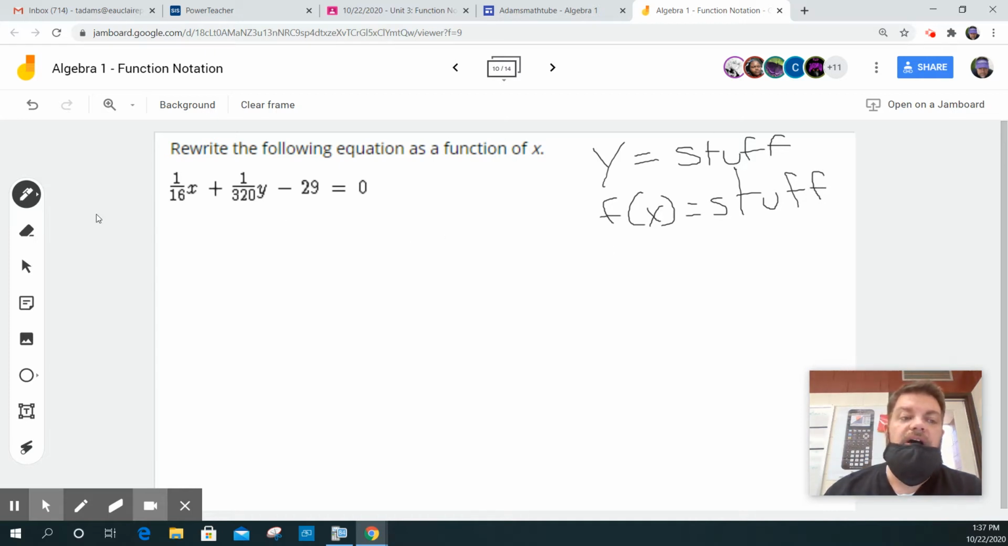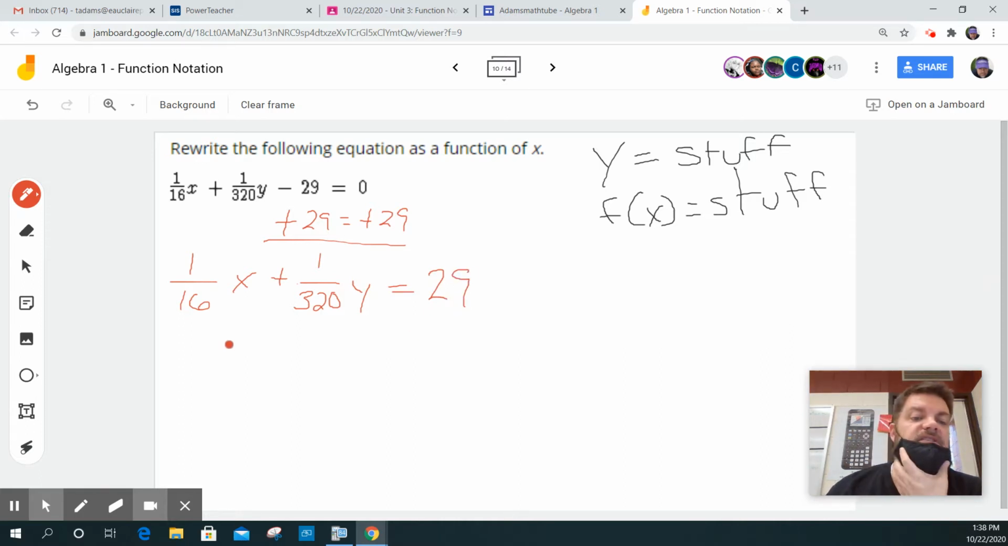So to solve for y, the first thing I'm going to do is move stuff away from the y. I'm going to add 29 to this side, remembering whatever I do on one side, I have to do to the other. When I do that, I get 1 over 16x plus 1 over 320y equals 29.